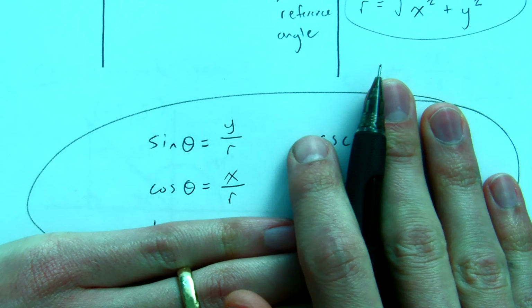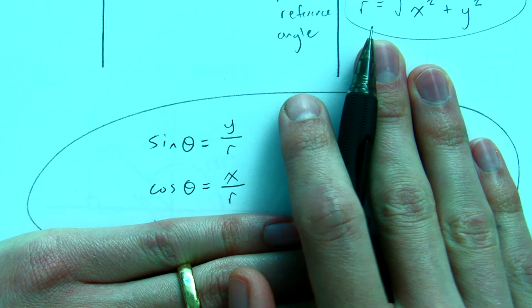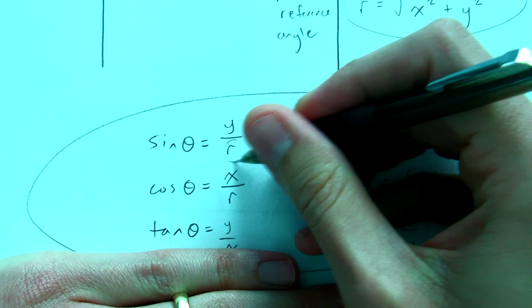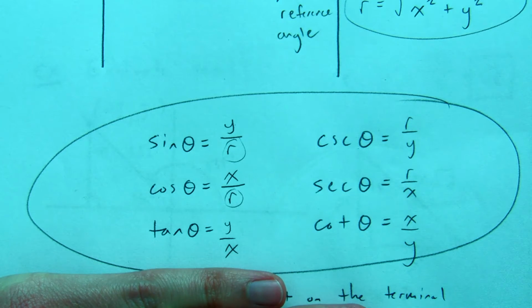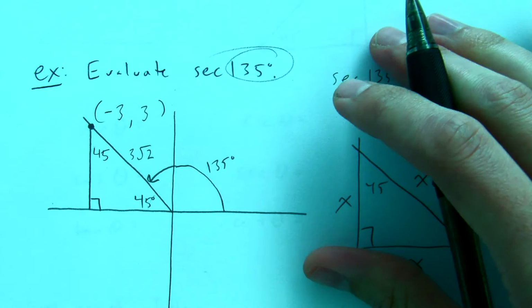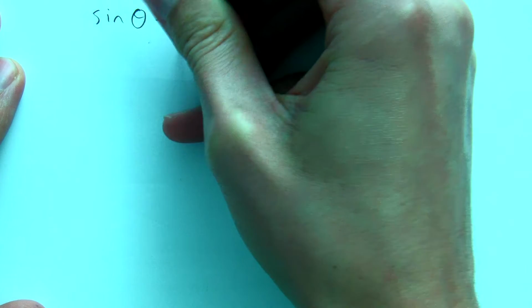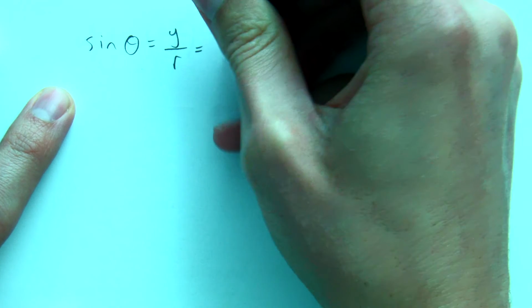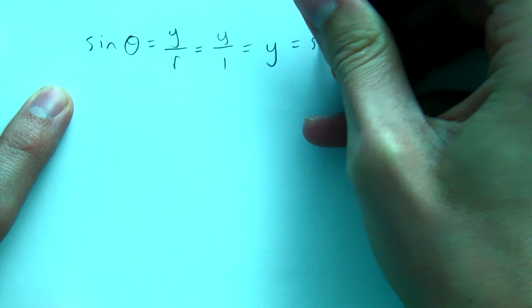And so let's look at these and think, how could we make these formulas a little easier? What would be a really convenient number for r that would make these formulas really nice and simple? You know what would make these numbers really nice and simple? If r equaled 1. Because if r equals 1, instead of saying sine theta equals y over r, if the radius happens to be 1, we can just write that sine theta equals y.